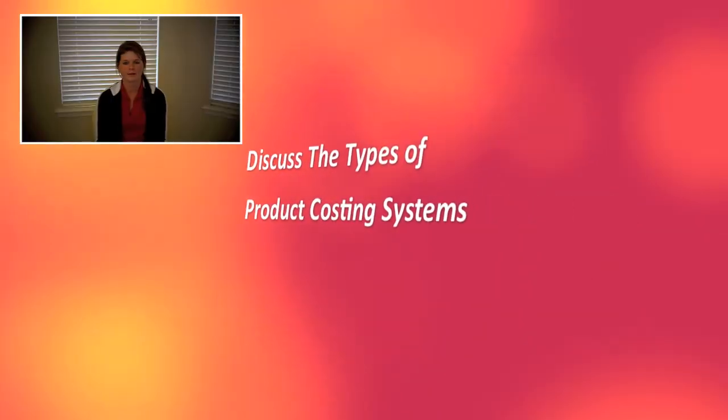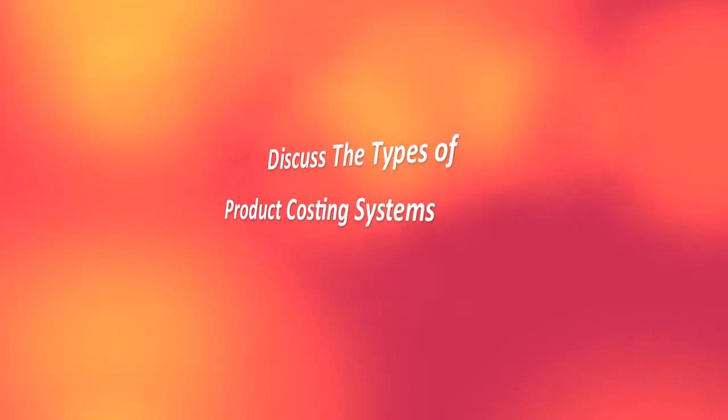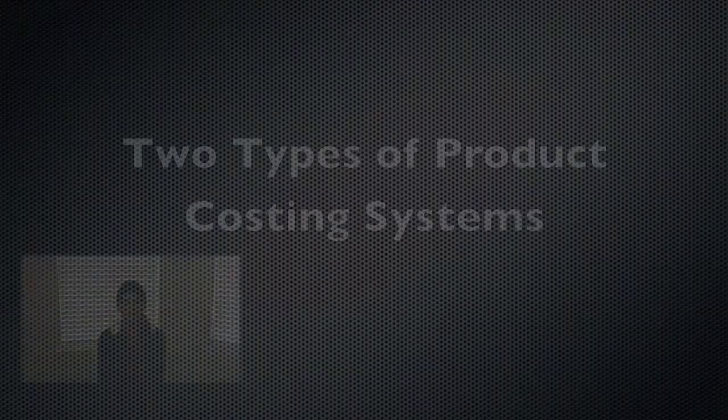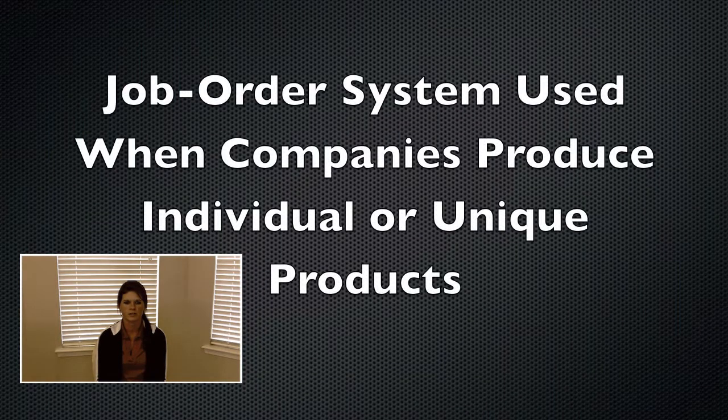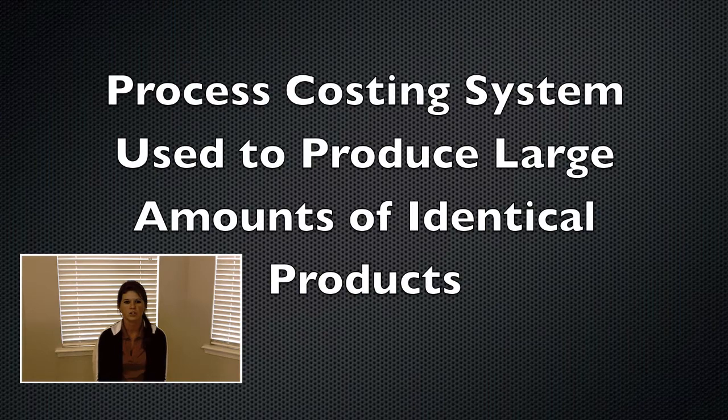Discuss the types of product costing systems. There are two different types of product costing systems. One is job order system, which is used in companies that produce individual or unique products. The second is process costing system, which companies use to produce large amounts of identical products in a continuous production operation.